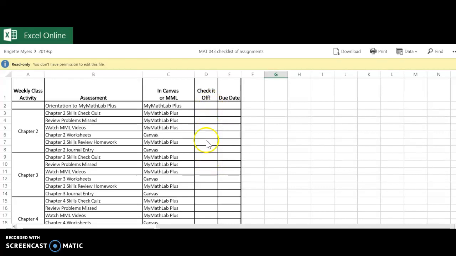This next column is a place for you to manually check it off on your printed copy as you complete the assignments. And then once your course is started, this due date column will be full. Each of the assignments will have an assigned due date. And remember, late work is not accepted. Go ahead and print this now before you forget.